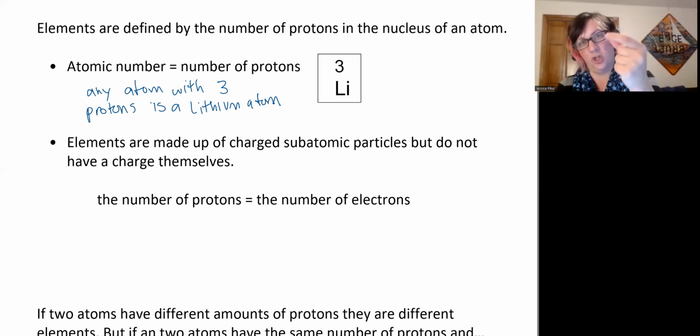And so you could hold a chunk of it. It's a metal. It's pretty soft. You could hold a little chunk and you'd be like, all that is a whole bunch of atoms that each have 3 protons and nothing else.